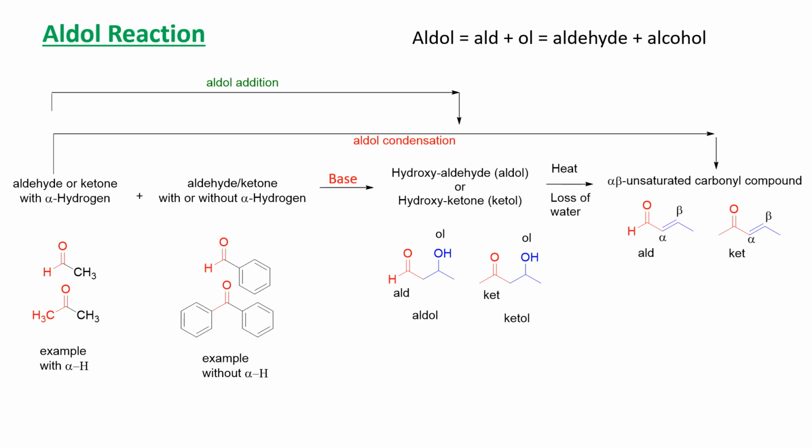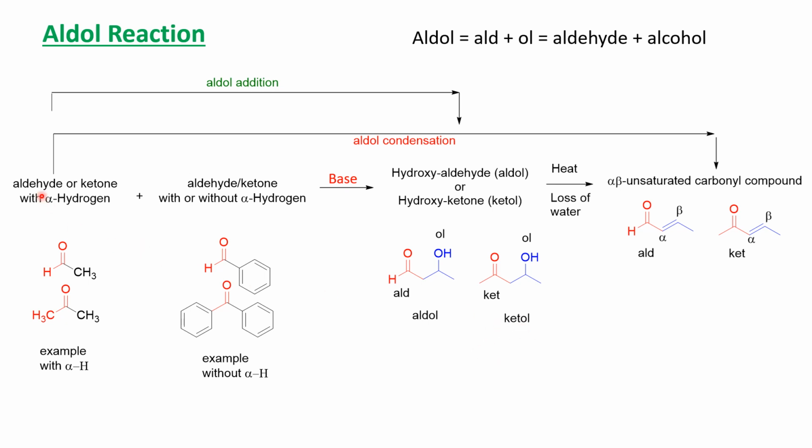Aldol reaction. The name aldol comes from two words, ald and ol. Ald comes from aldehyde and ol comes from alcohol. So the name aldol comes from the product that forms when aldol reaction happens, and it has both aldehyde and alcohol functional group. It can also have ketone and alcohol functional group. In that case, we call it ketol.